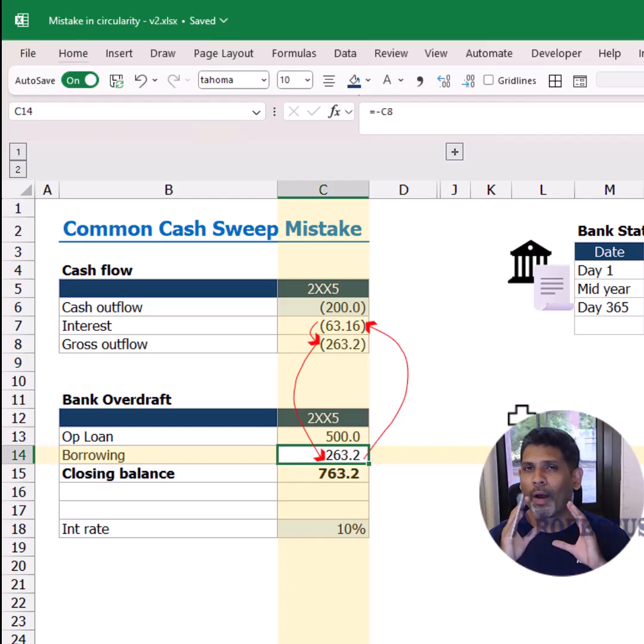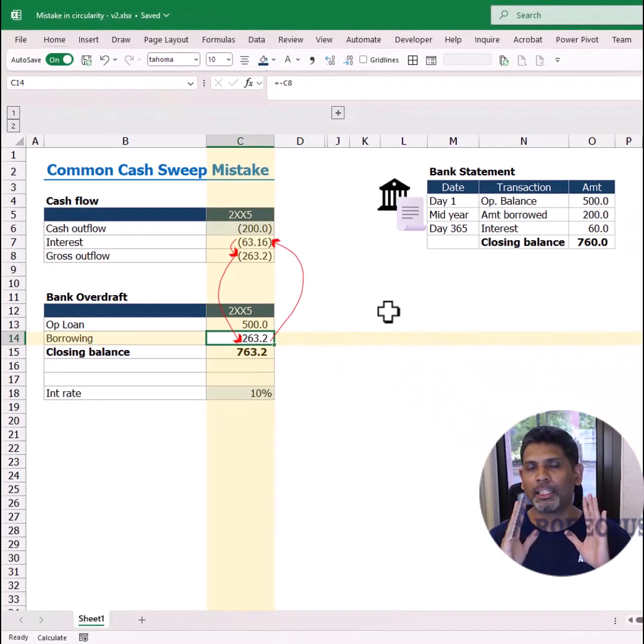First, let us understand why this is logically and mathematically wrong. Think of this. When does a bank charge you interest? Do they charge on a daily basis? They charge us interest at the end of the period. So until the interest is charged, our shortfall is just the core business shortfall, right? So that's what I have here.